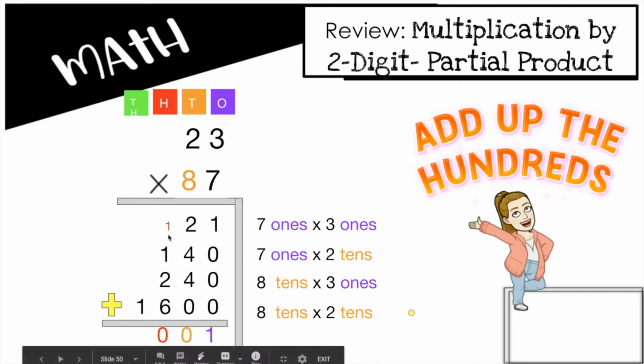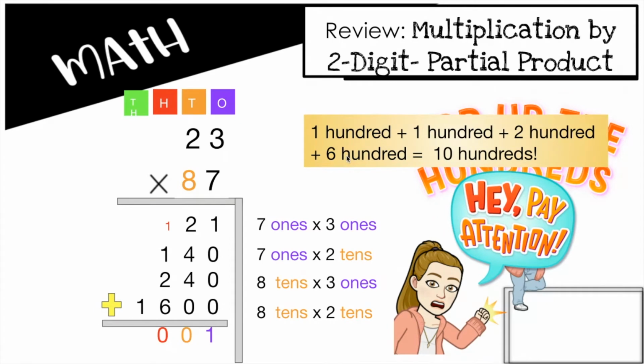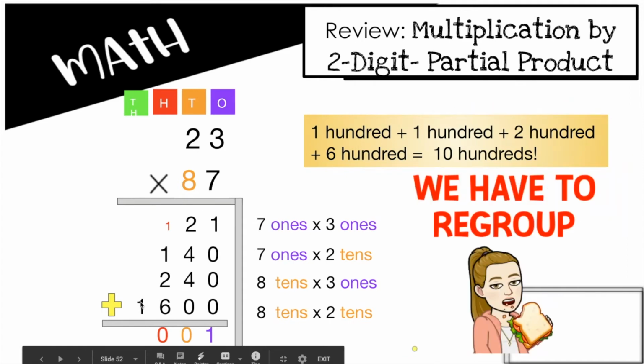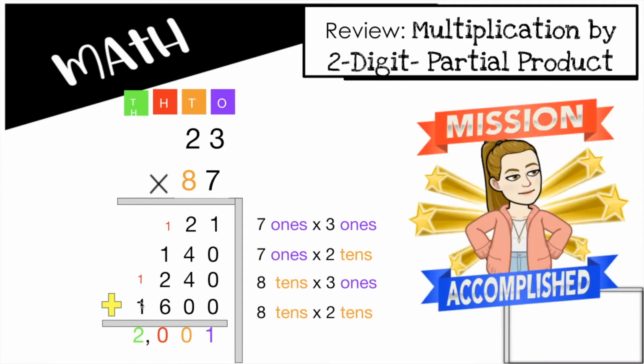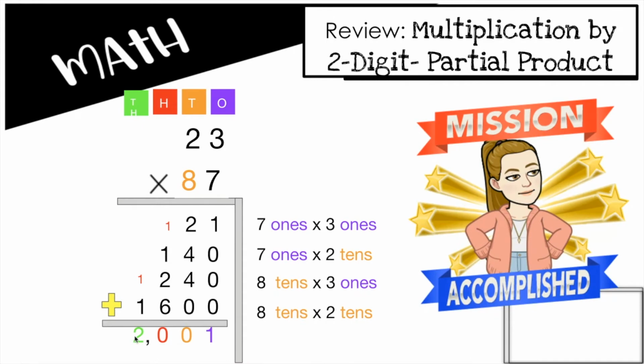So now you're going to add 100 plus 100 plus 200 plus 600, you get 10 hundreds. What are you going to do? Are you going to put a 0 there? Are you going to put a 10 there? You can't. You're going to put your 0 because you regrouped your hundreds and it becomes a 1 in the thousands. 1,000 plus 1,000 is 2,000. And we get the exact same product as we did with our area model, 2,001.